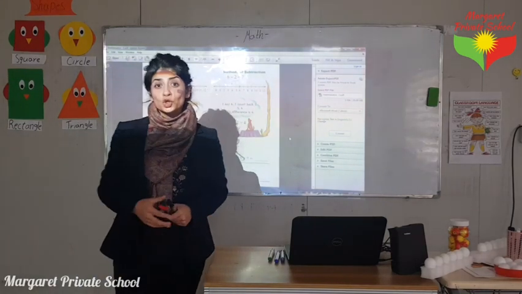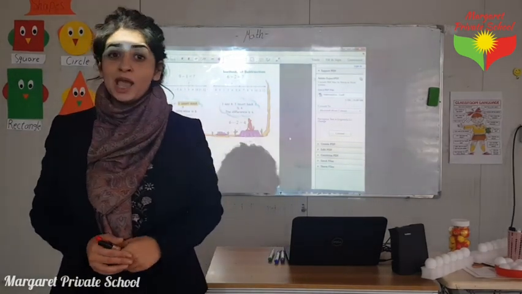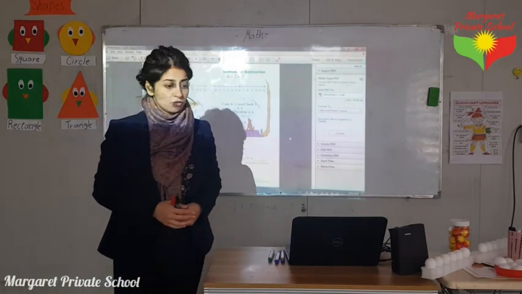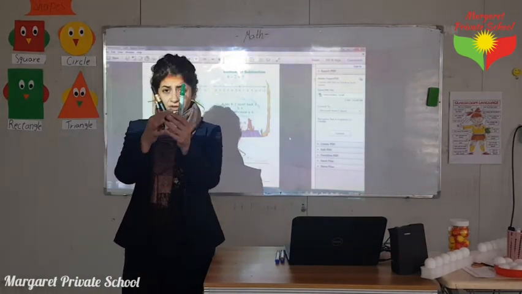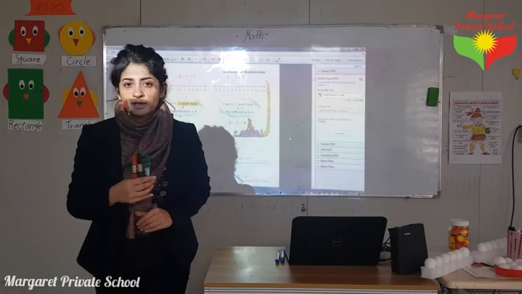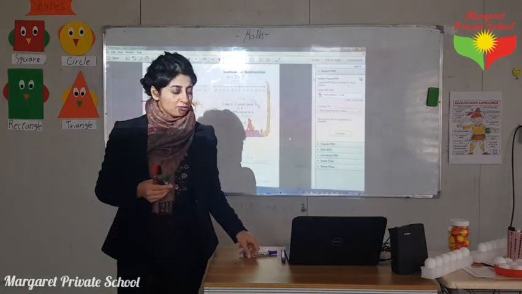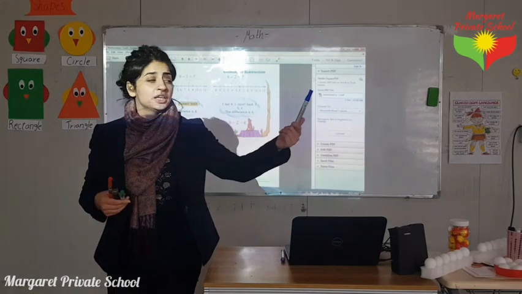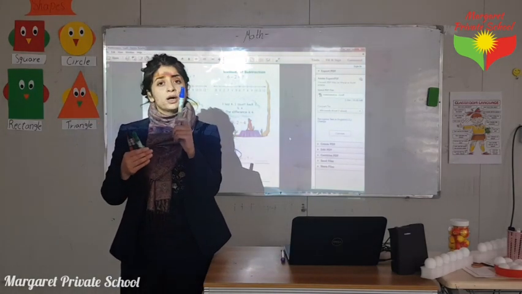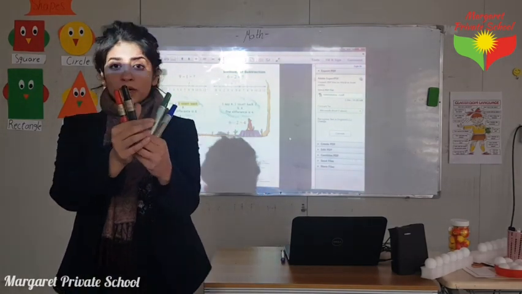From the previous lesson, we talked about addition, how to add two numbers. For example, I have three markers. And my friend gave me another marker. So how many markers do we have?